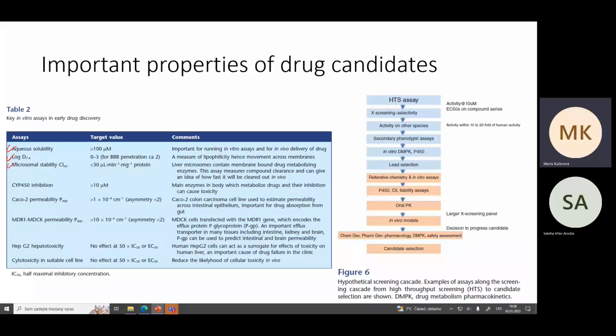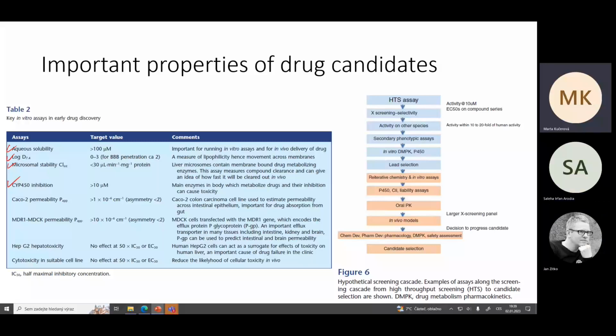Then microsomal stability can predict how quickly the compound will be cleared, so we can predict the half-time of the compound in the body. Then inhibition of cytochrome P450, we can predict the metabolization of the drug and also some potential toxicity.